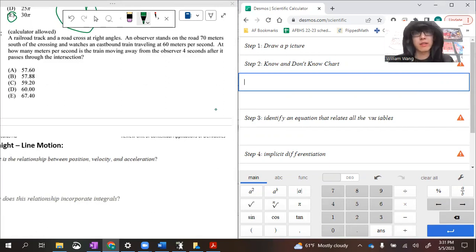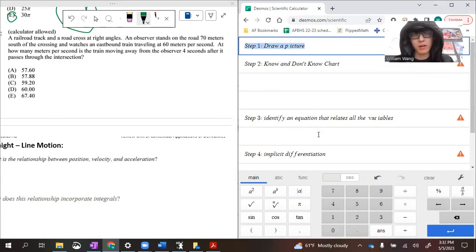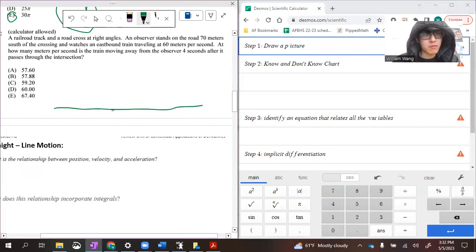All right, so this is definitely the type of problem where we haven't done many, but drawing a picture is incredibly important here. Otherwise, I have no idea what I'm looking at. So let me try to draw this as best as I can, but bear with me. A railroad track and a road cross at right angles. Okay, so I'm going to draw my railroad track here.